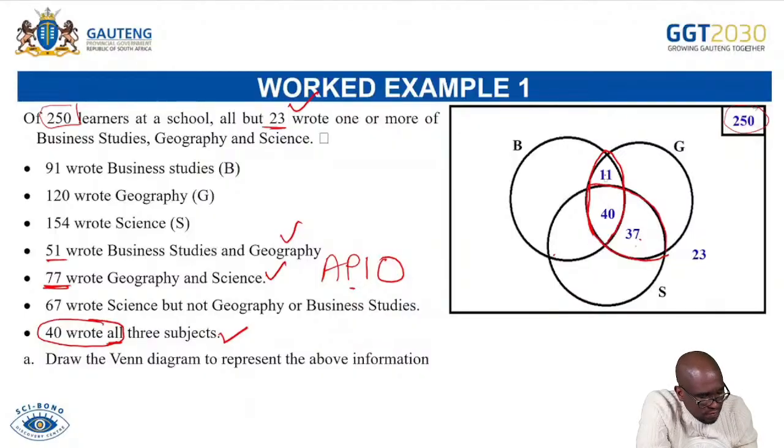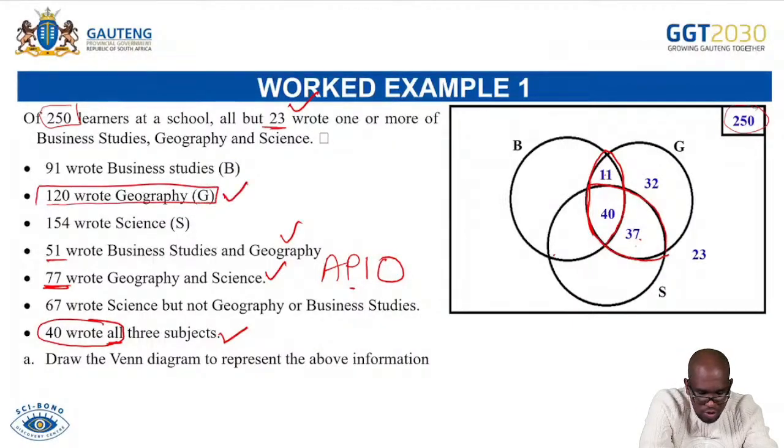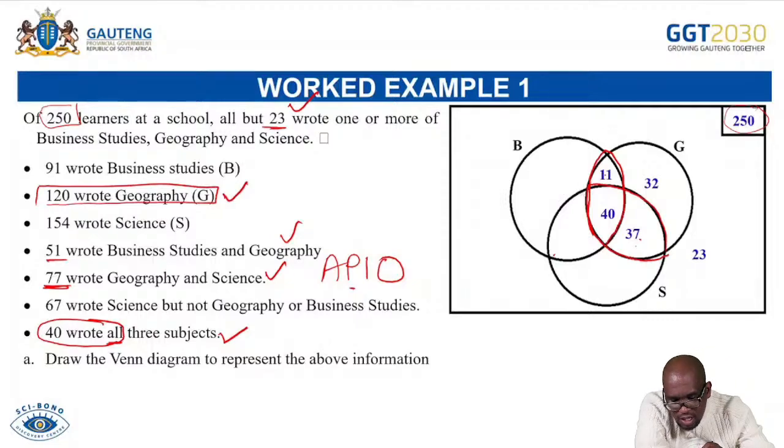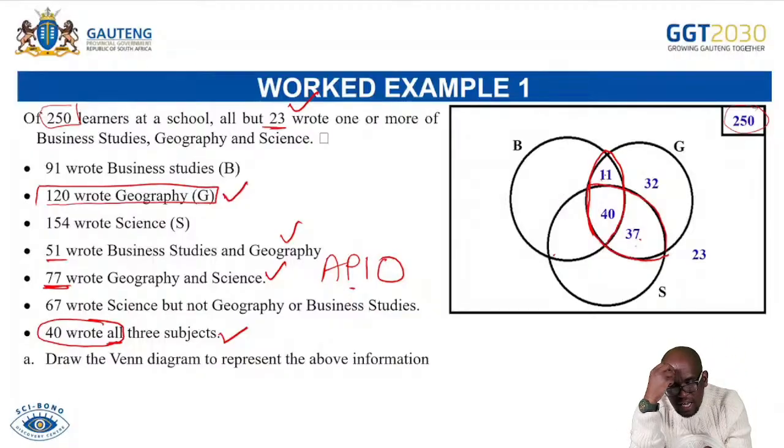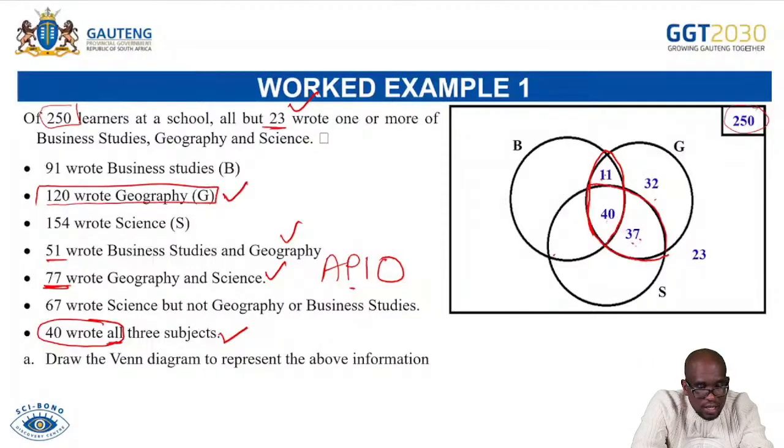All right, and then from there, moving right along, we can see that 120 wrote geography, which means everything here, when you add it, you are going to get 120 on the circle of geography. So you'll say 120, subtract 11, subtract 40, subtract 37, so that you can know what is outside there. All right, moving on again, it says 67 wrote science, but not geography or business studies.